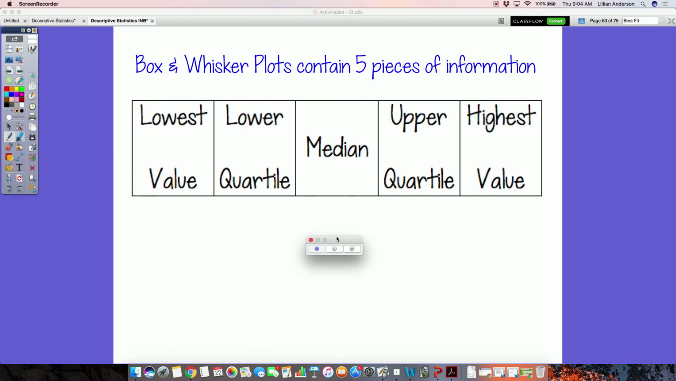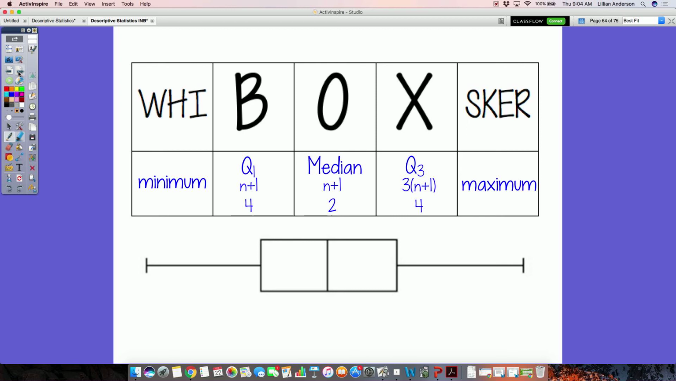So box and whisker plots contain 5 pieces of information. It contains your lowest value, your lower quartile, your median, your upper quartile, and your highest value. That is what makes up your box and whisker plot. These 5 pieces of information. Okay? And with these 5 pieces of information, there's your box and whisker plot.